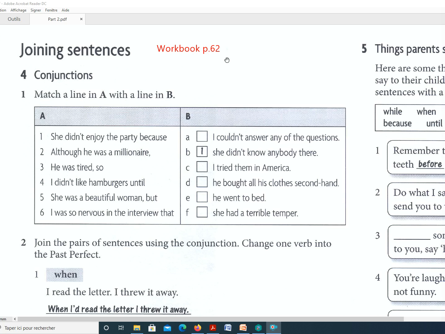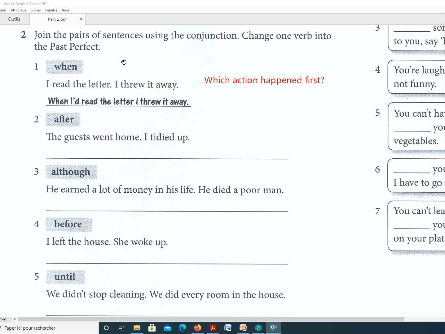So we are here on page 62 of the workbook, joining sentences using conjunctions. Conjunctions like although, because, so, until, etc. So we use this to connect, to join sentences together. First part, you can do it alone. It's very simple. You just match A and B. We are going to focus on part 2. Join the pairs of sentences using the conjunction. Change one verb into the past perfect. So which verb are you going to change into the past perfect? It is the action that happened first.